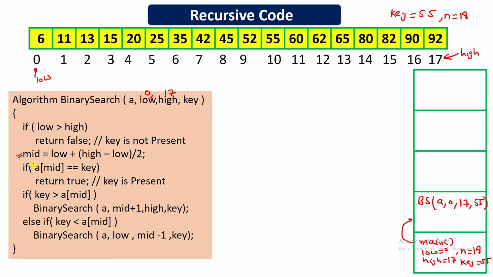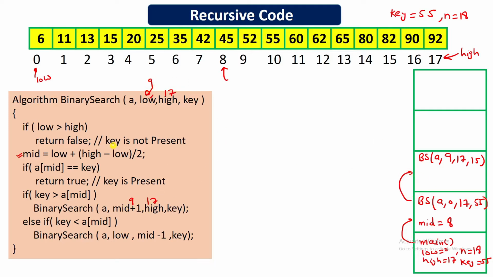After finding the midpoint, I will check my key element with it. My key element will not be equal to this mid element, so I will check: if key is greater than A of mid? Yes, 55 is greater than this 45. So I will check on this side. I am calling binary search with A of mid plus 1. So basically I have called binary search with 9, 17. This is 8 plus 1, 9, and 17. The next function call will be for 9 and 17.